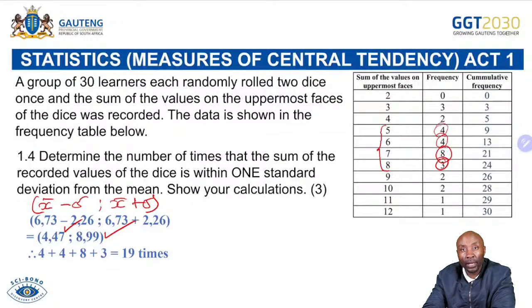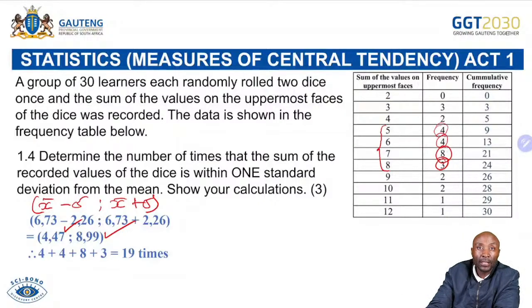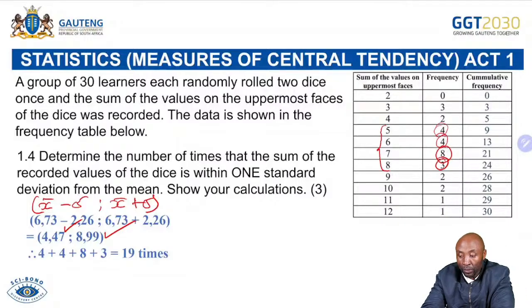The number of times where the sum in our 2 dice will be between 4,47 and 8,99 is going to be 19 times. In other words, 19 of the 30 learners obtained a sum within 1 standard deviation to the mean. So if they said percentage, you would now say 19 over the total number, which is our frequency 30, you convert it to a percentage. And we should be able to get the answer as a percentage.